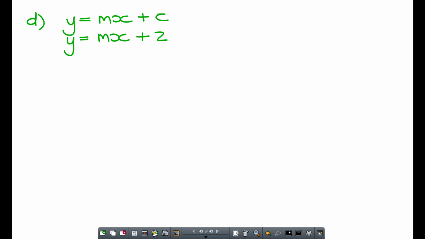Okay. D. Y is equal to mx plus c. That's the equation of a straight line. Let's first get that c value. Where does it cut through the y-axis? At positive 2. Now we've got to get the gradient, and that would be difference in y over difference in x. But let's see which coordinates we are going to use.